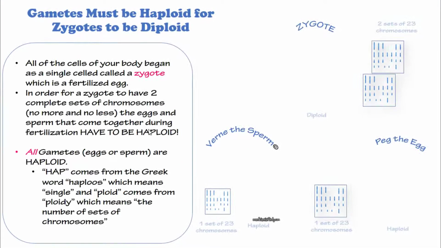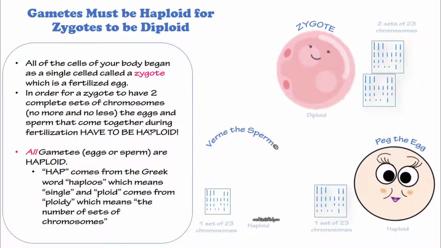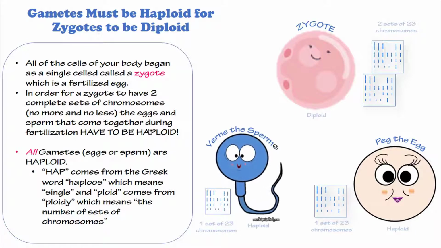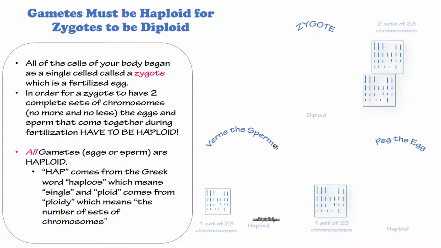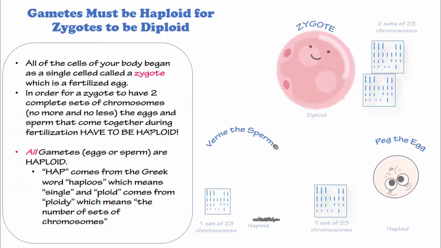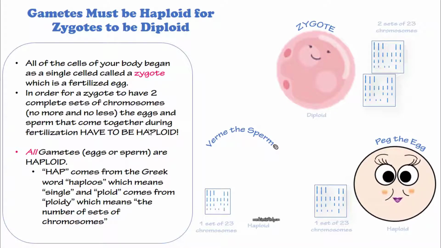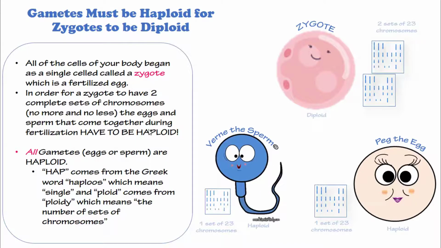Gametes must be haploid for zygotes to be diploid. All of the cells of your body began as a single fertilized egg called a zygote. In order for a zygote to have two complete sets of chromosomes, no more and no less, the eggs and sperm that come together during fertilization have to be haploid. All gametes, eggs or sperm, are haploid.